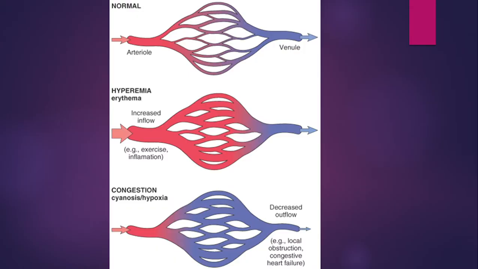Guys, this figure shows the normal microvasculature. What is microvasculature? It means the arterioles connected to the capillaries then to the venules, so we call this the microvasculature. Normally, in the upper picture, notice the width of the arterioles, the width of the capillaries, and the width of the venule.